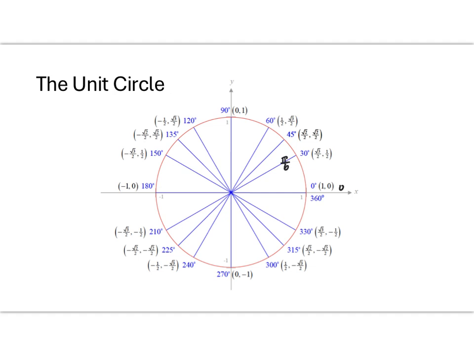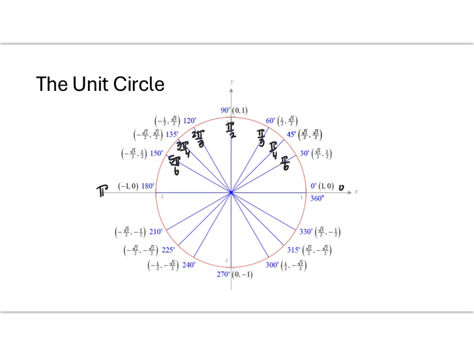Because remember, pi is the same thing as 180. It's a different measurement, but they are equivalent. So 180 divided by 6 is 30. Okay, so this would be pi over 4. This one would be pi over 3. This one is pi over 2. 2 pi over 3. This one is 3 pi over 4. 5 pi over 6, and of course pi.